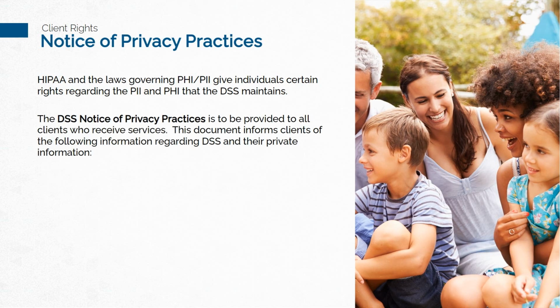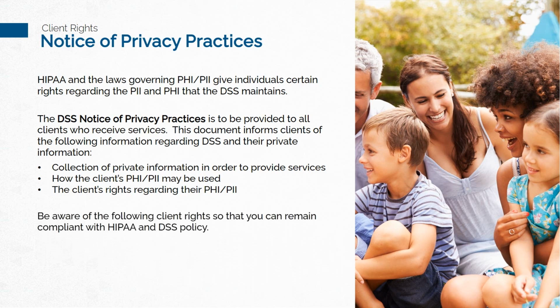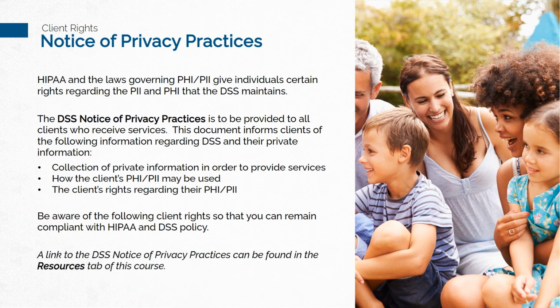All clients who receive services should get the DSS Notice of Privacy Practices regarding DSS and their confidential information. This document informs clients of the following information: the collection of confidential information in order to provide services, how a client's PHI and/or PII may be used, and the client's rights regarding their PHI and/or PII. Knowing the client's rights enables you to be compliant with HIPAA and DSS policy. A link to the DSS Notice of Privacy Practices can be found in the Resources tab of this course.